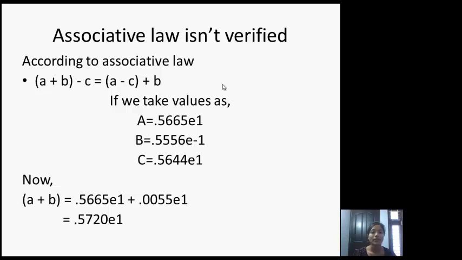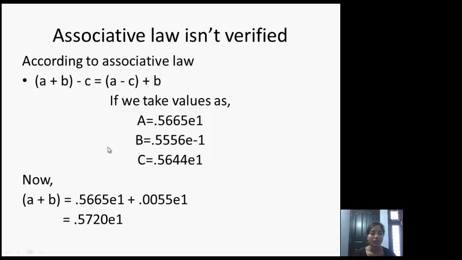In arithmetic operations, two laws are followed: the associative law and the distributive law. The associative law says that (a + b) - c equals (a - c) + b. This law isn't verified in floating point representation. We can see that by assuming nearly equal values for a, b and c.